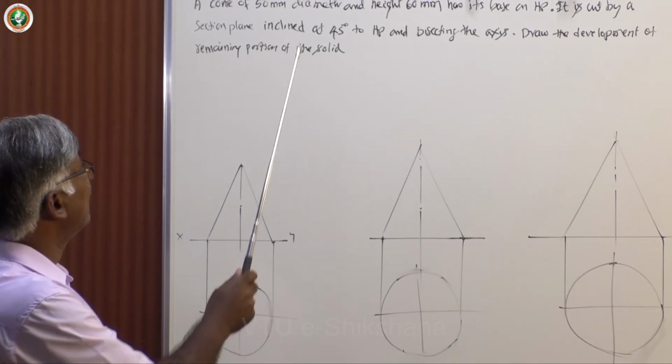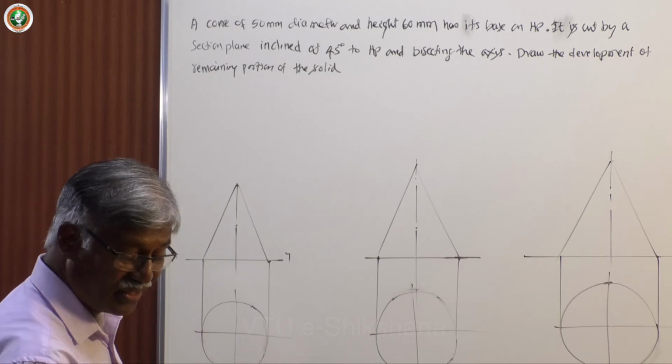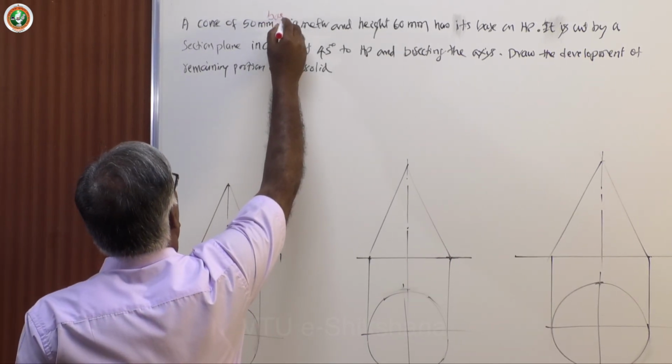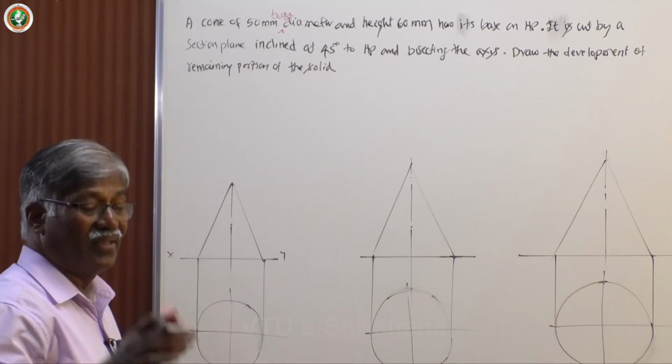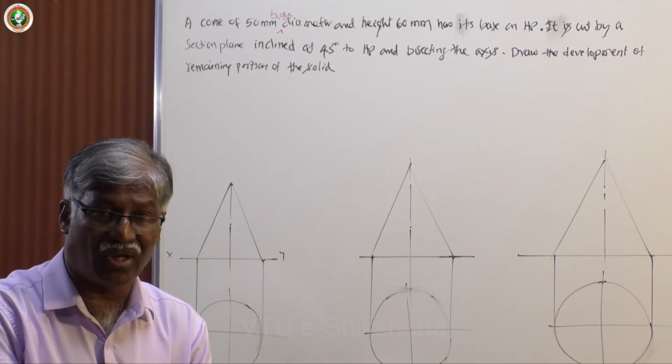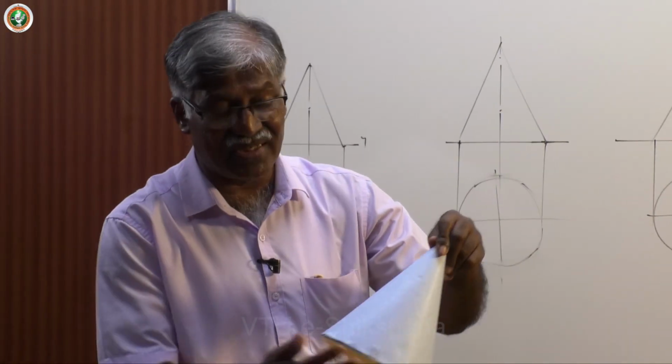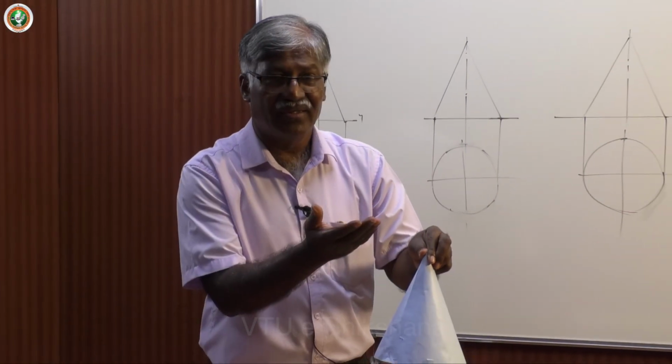Actually here is the base dia. Actually we have to specify here 50 mm base dia. Unlike the cylinder, which has a throat cross section, it is 50. Now here it's cone, having base dia 50 mm, height so much.